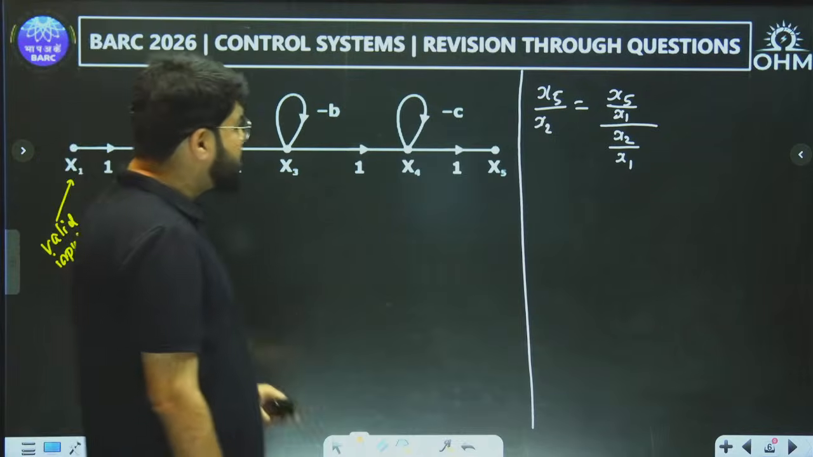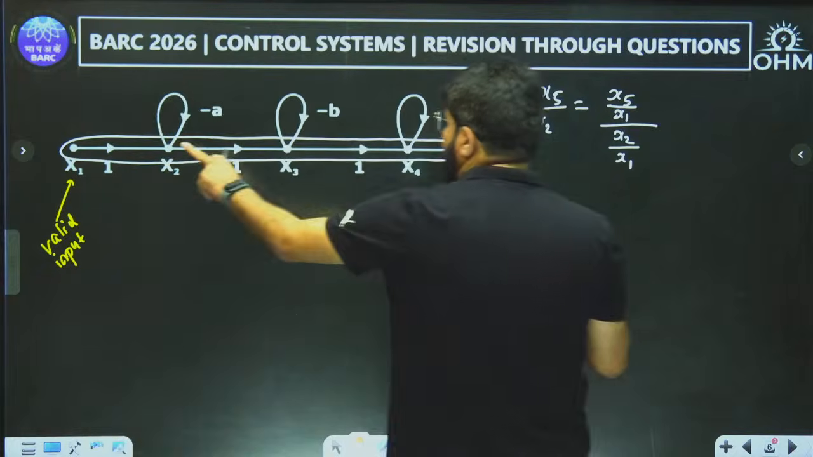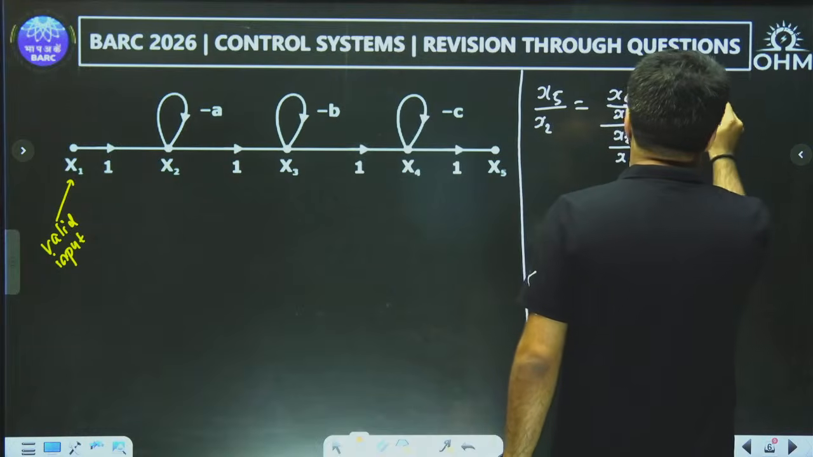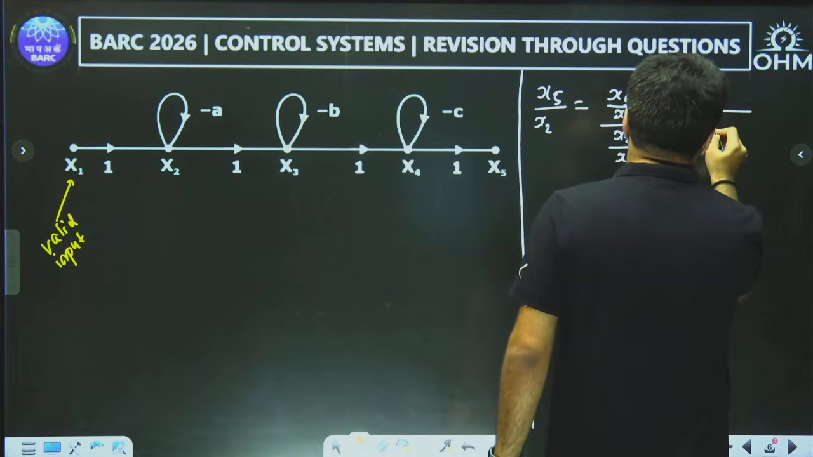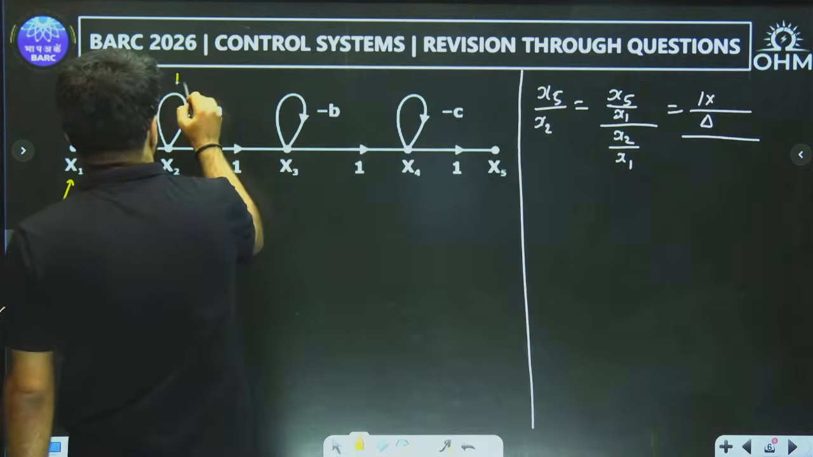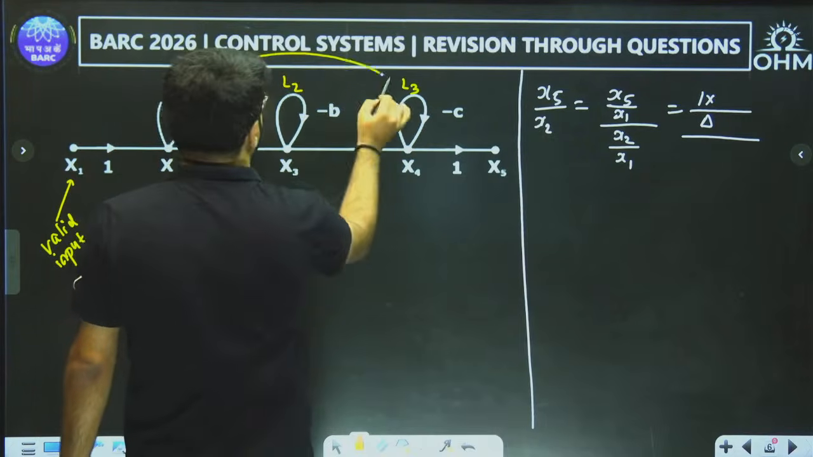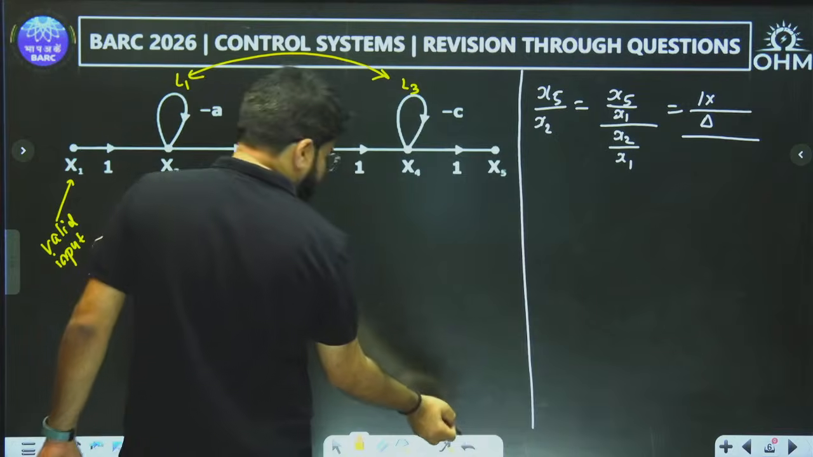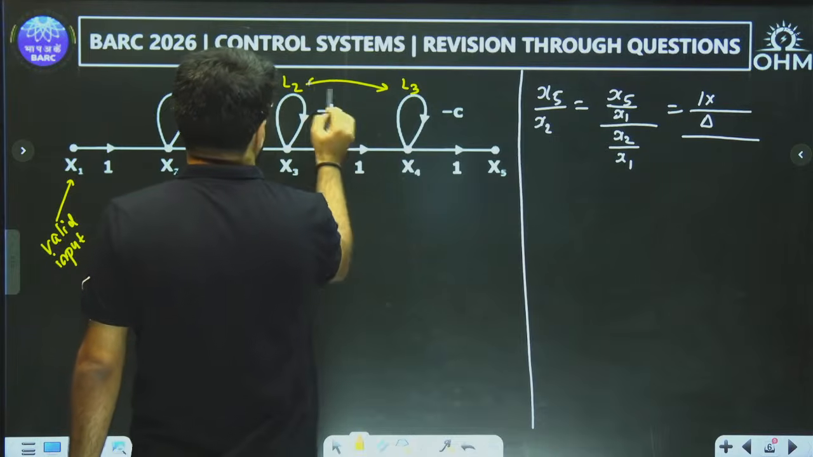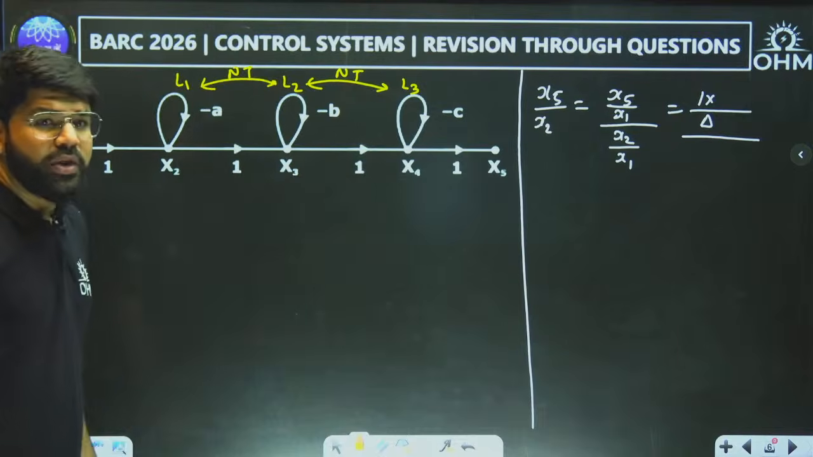Okay, so now what is x5 by x1? See, to go from x1 to x5, there is only one forward path, so that is 1 into its path factor, divided by delta. How many loops, by the way? Very clearly you are able to see these are the 3 self loops, L1, L2, L3. Only self loops are there, out of which L1 and L3 are non-touching, and L1 and L2 as well as L2 and L3 are also non-touching. So you also have a non-touching loop triplet.